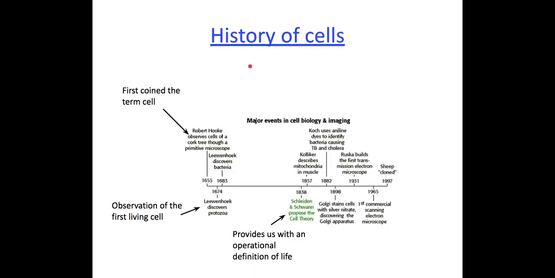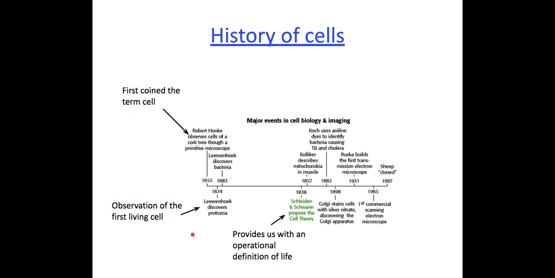Alright, so moving on to a brief history of cells. So we can see through this timeline that various advancements have happened throughout the history of cells and cell research. Starting in 1655, when scientist Robert Hooke observed what we now know as cells of a cork tree through a primitive early prototype of the microscope. This is when the term cell was first used and coined.